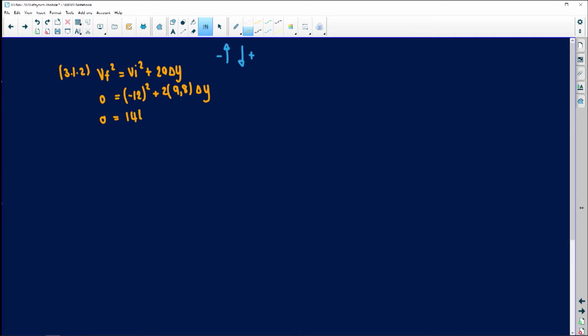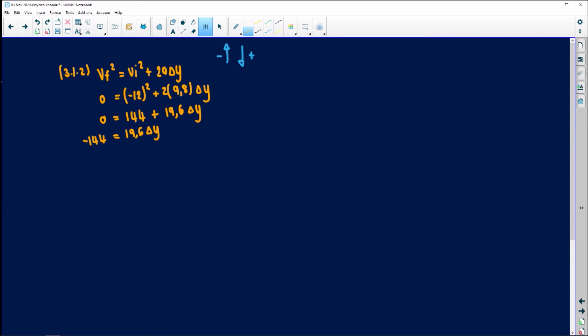Okay, let me do it the long way around, just in case somebody is getting confused. This is 144. Remember, a negative times a negative is a positive, and 12 times 12 is 144, plus 2 times 9.8 that I can do in my head. That is 19.6, and that is then delta y. I want delta y by itself. I'm going to move the 144 to the other side of the equation sign. It is a positive on this side. Moving it over the equation sign makes it a negative 144, and that will equal 19.6 delta y.